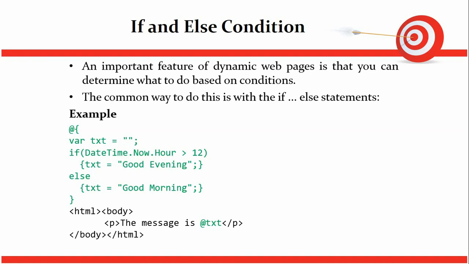Now, since that block is written there, by the time you parse this, a variable called txt will be created. Inside that you have the HTML body and the paragraph tag, where I put @ and print the value of txt. By the time this program is running, this value would have been calculated and I would get the answer based on the time. Okay, that's it. This is if-else, also inside the block of Razor.